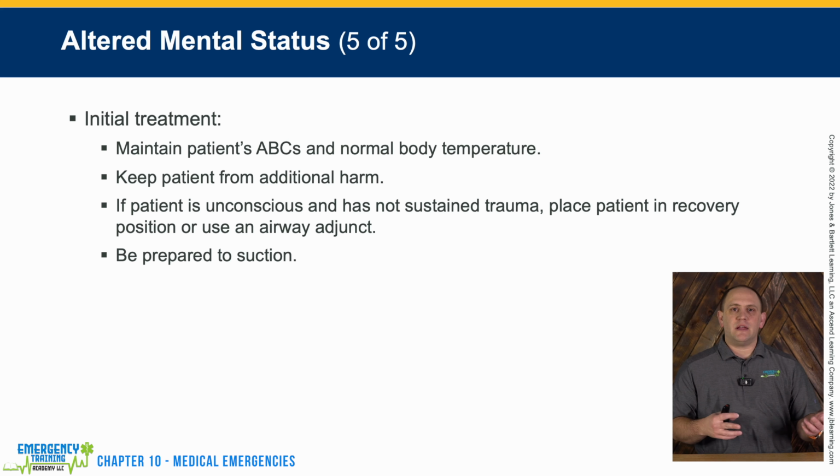If the patient is unresponsive and we don't suspect that there has been a trauma associated with that, then we can place them in the recovery position or use airway adjuncts to help protect their airway. And we always want to be prepared to suction that airway. If for whatever reason they start vomiting, we want to just make sure that it's clear so they don't aspirate or breathe in any of that vomit.